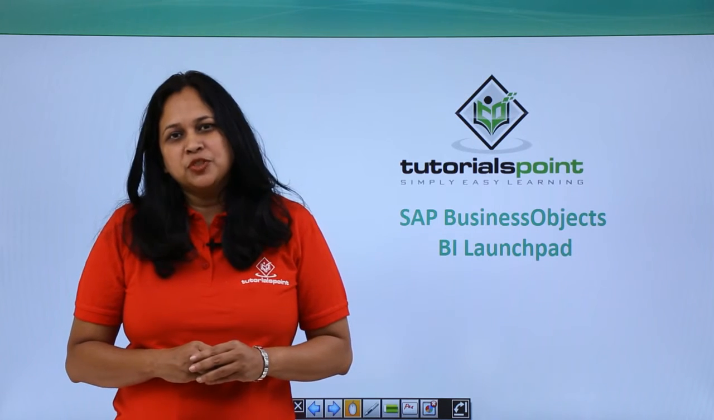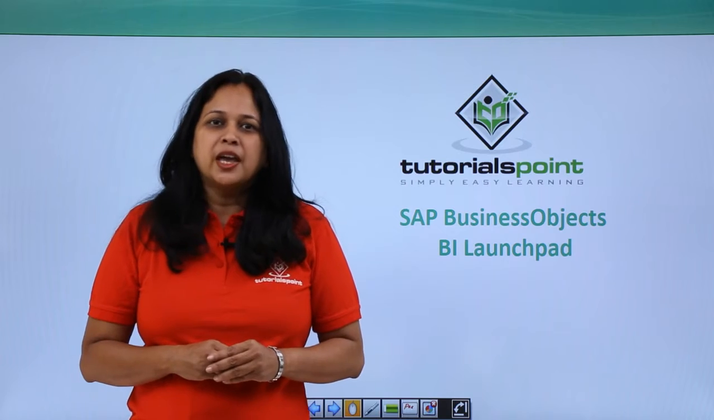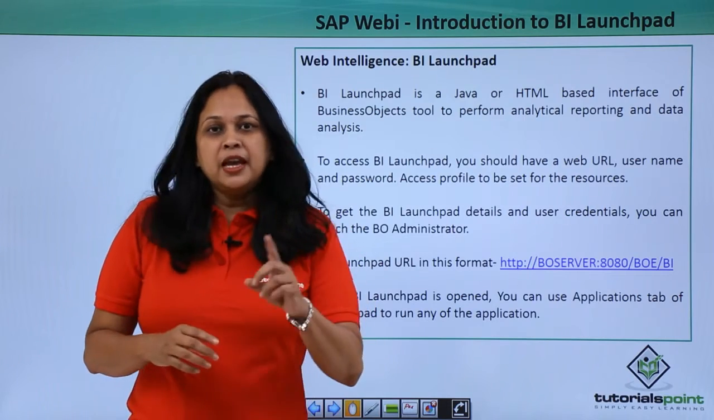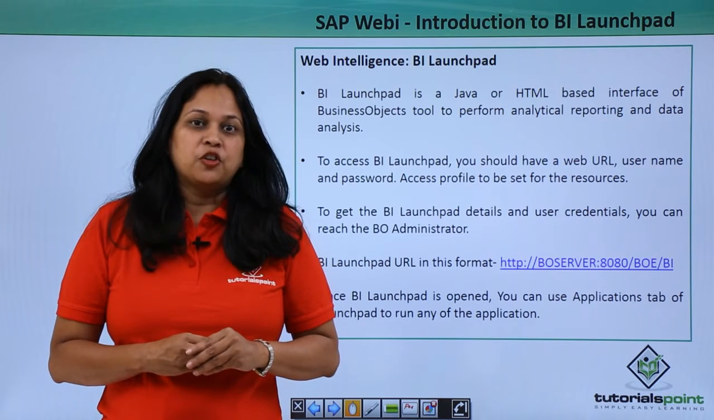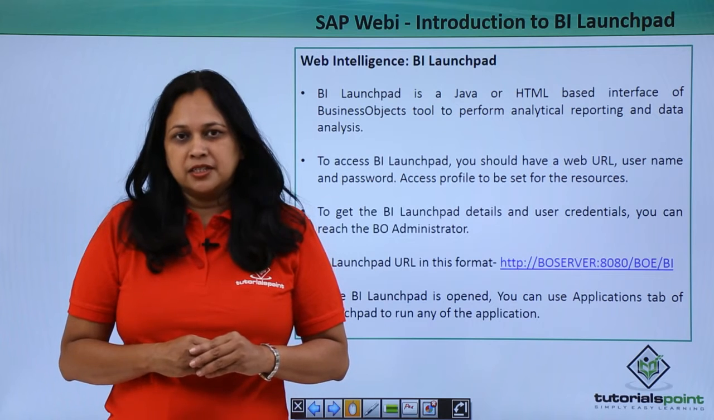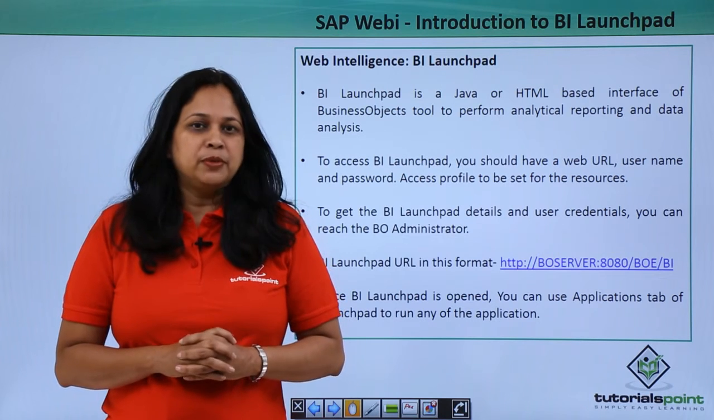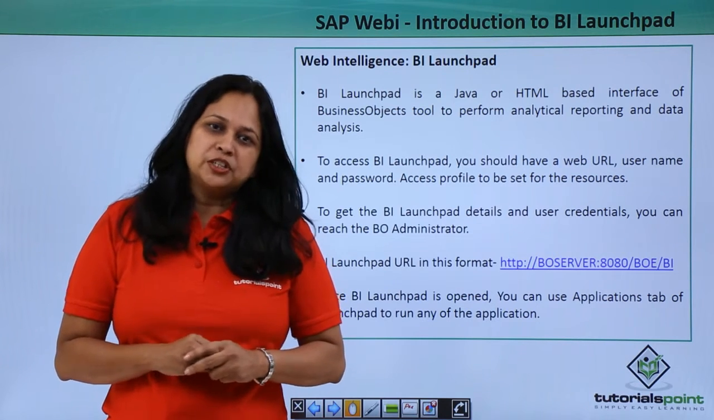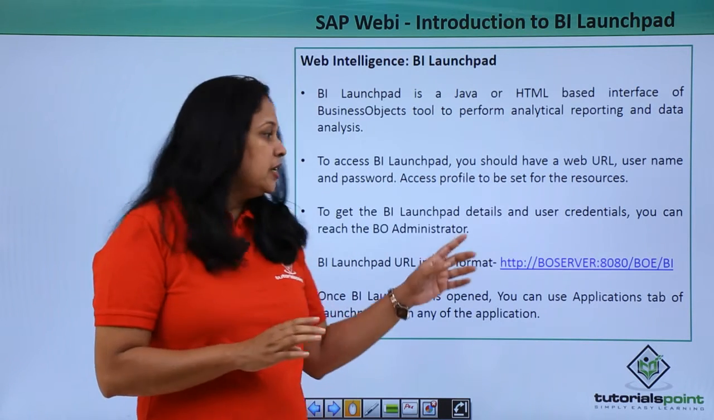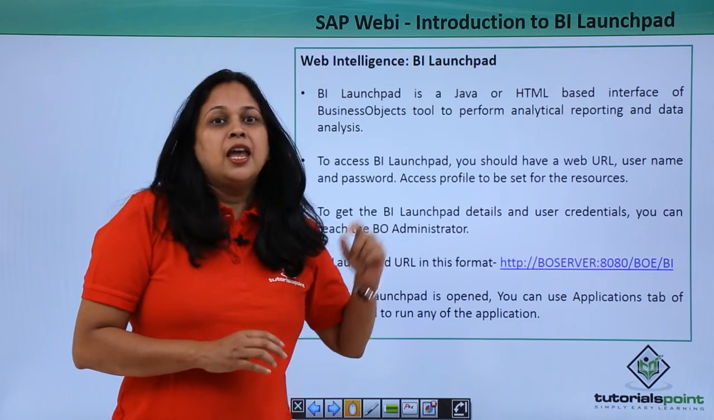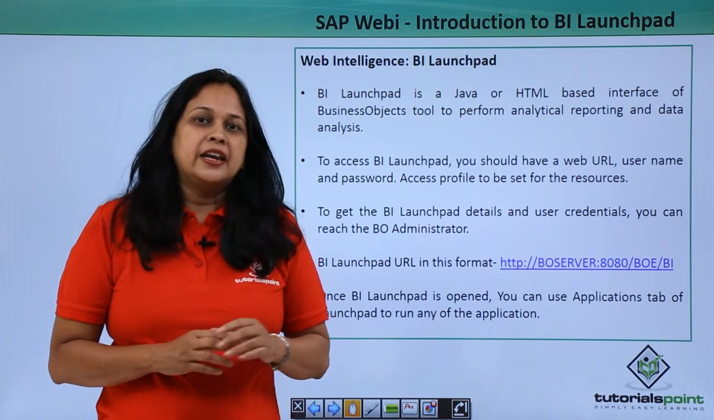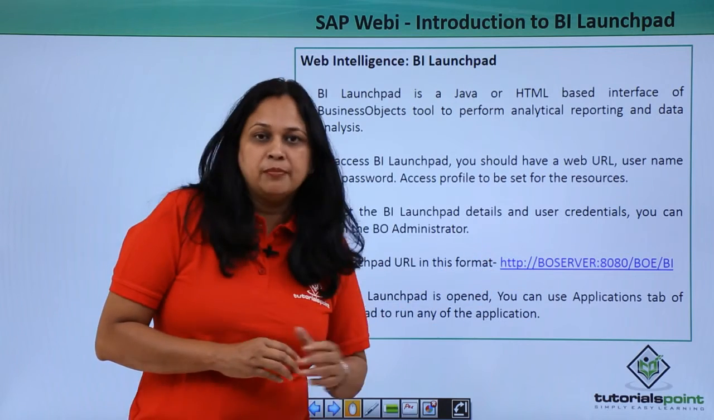In SAP Business Objects, you can access client tools via the BI Launchpad application. BI Launchpad is a web-based interface of the Business Objects tool to perform analytical reporting and data analysis. You can set the preference for your BI Launchpad that determines which tool interface is launched via Launchpad. A BI Launchpad URL is in this format. Here, BO server is the name of the Business Objects server and 8080 represents the port number.